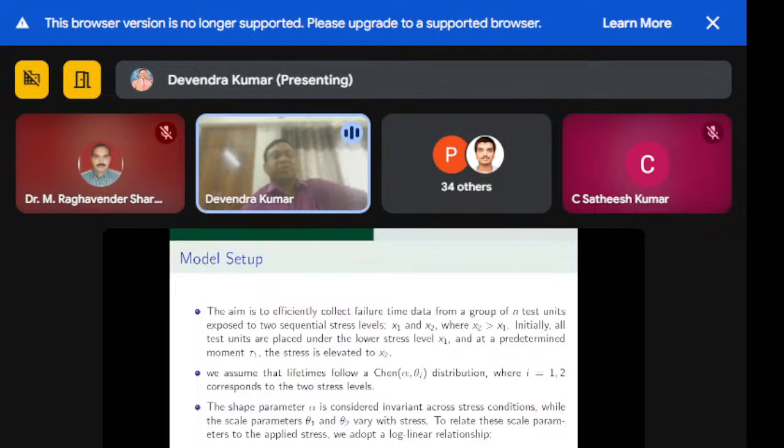So next we move to the model setup. The aim is to collect failure time data from a group of n test units exposed to sequential stress levels x1 and x2, where x2 is greater than x1. Initially, all the test units are placed under the lower stress level x1, and at the predetermined moment tau 1, the stress is elevated to x2.